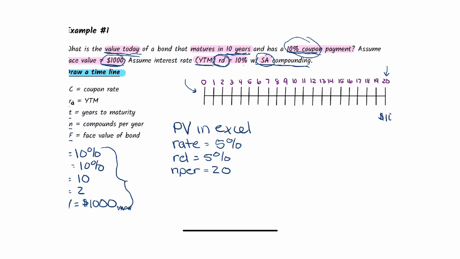So the RD, this is not the rate that goes into the Excel function. It's going to be the coupon rate. Okay. So this one right here, not in Excel. We do not put that in Excel.